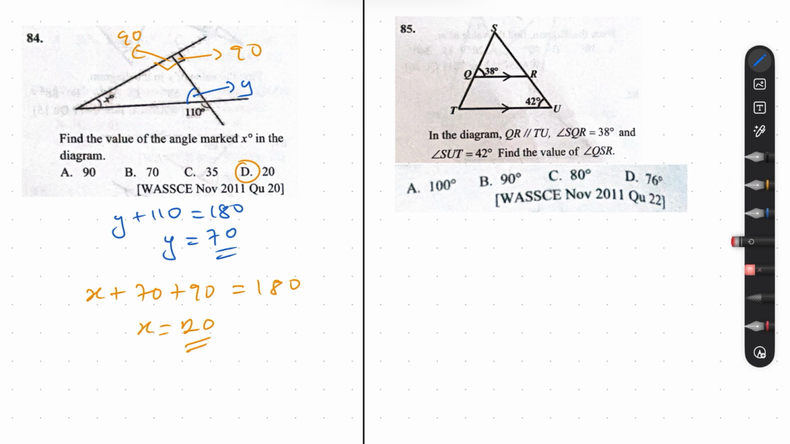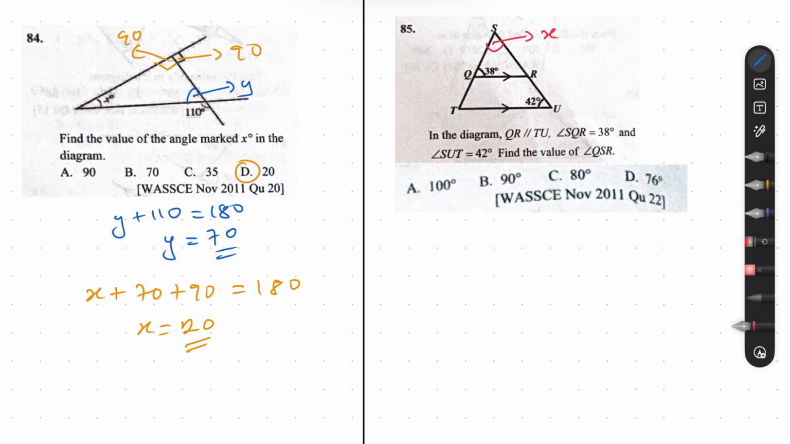Question number 85. In the diagram, QR is parallel to TU. This and this are parallel. Then this angle is 38 and this is 42. We need to find QSR, which is this angle. Let's label that angle and call it angle X.